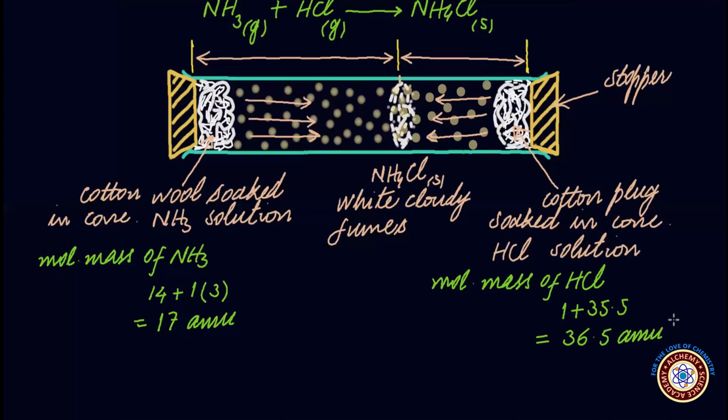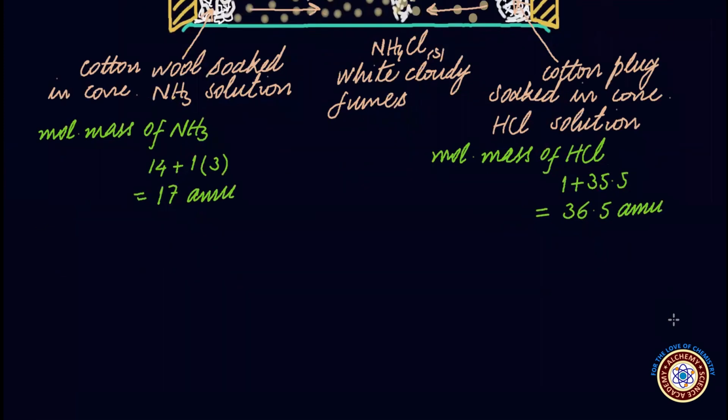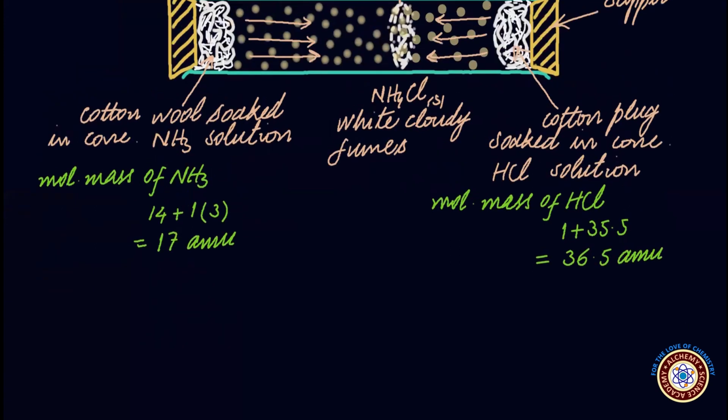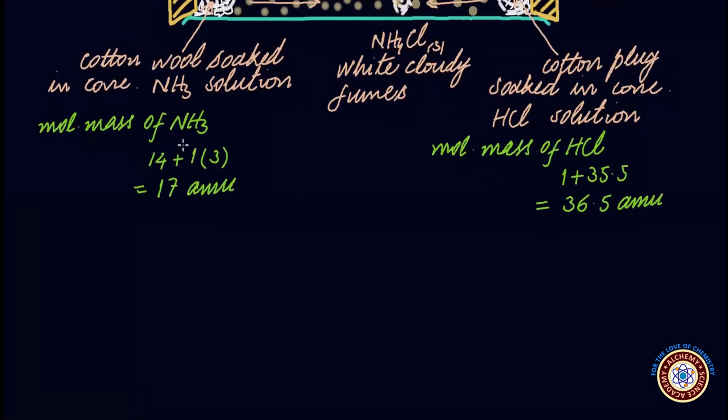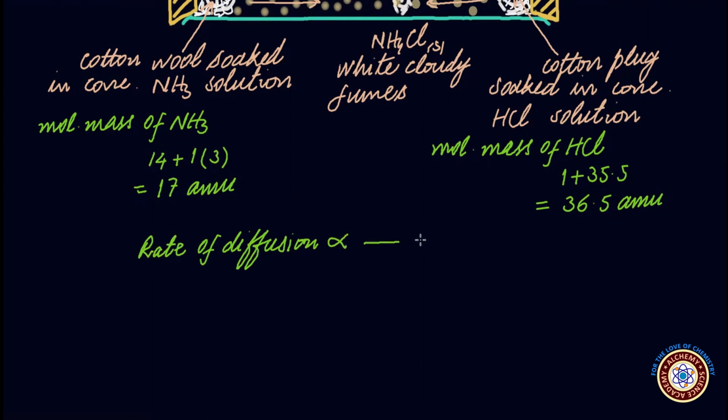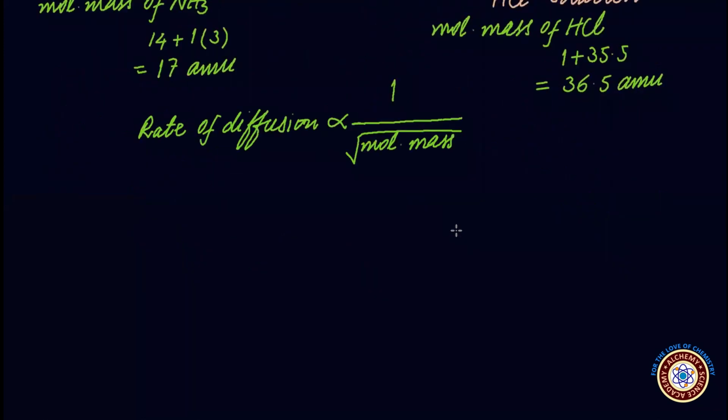So from their molecular masses, it is obvious that ammonia molecules are lighter than the particles of hydrogen chloride gas. Because of being lighter, ammonia molecules or ammonia particles move faster and hence have higher chances to diffuse into the other gases. So from this discussion, it can be established that rate of diffusion of gases is inversely proportional to the square root of their molecular masses, which is actually the mathematical form of Graham's law.